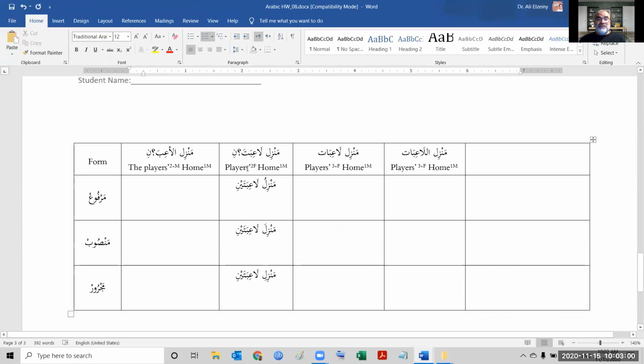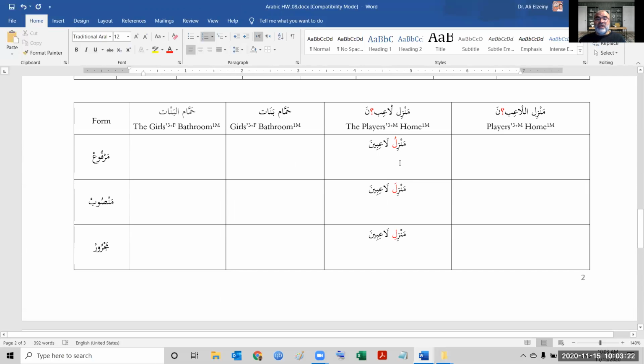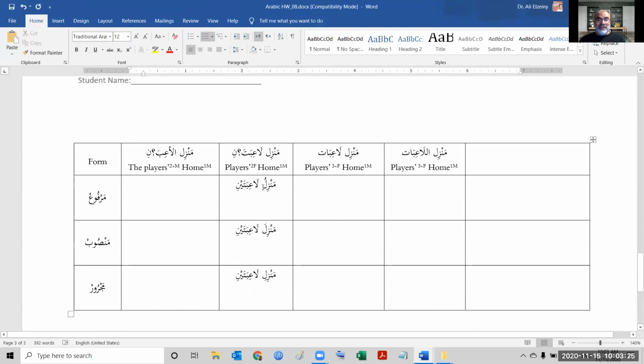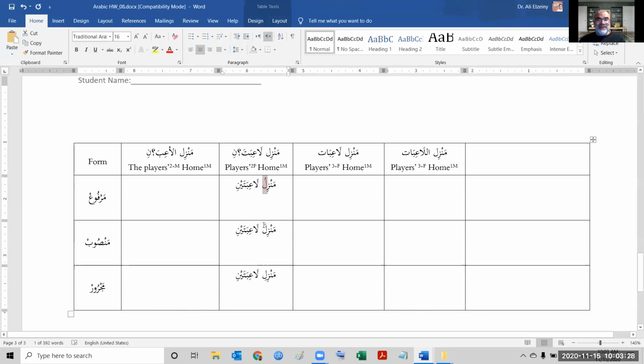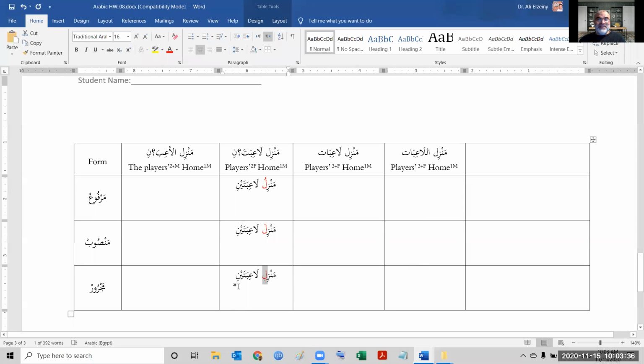We're talking about two female players, the home of two female players, or players' home. Players here is 2F, and home is 1M, it's a male word. We dealt with it here. So I would cheat and just copy those down here. We already know about these, so I can just copy it there.